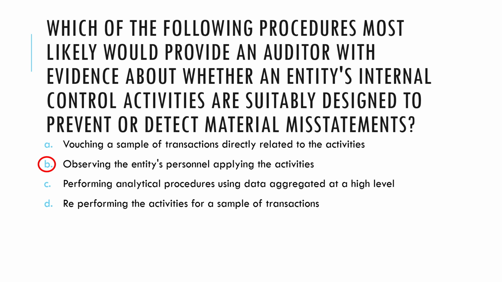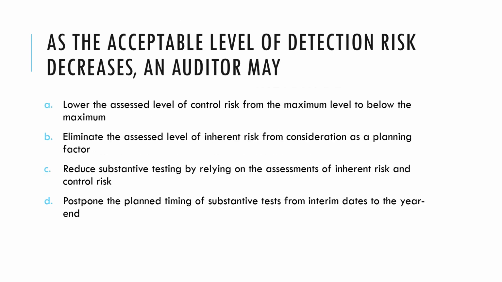Observing the entity's personnel applying the activities, because we're only looking at the design. Okay, next. As the acceptable level of detection risk decreases, remember, we're not simply talking about the assessment of risk, rather, we're talking about the acceptable level of detection risk. And once the acceptable level of detection risk decreases, the auditor has actually become more strict. So we are looking for a stricter auditor.